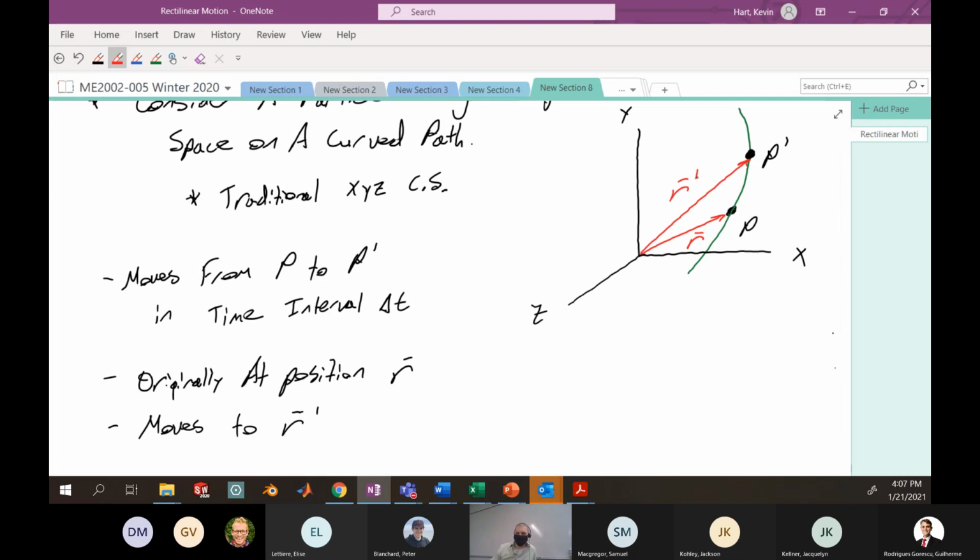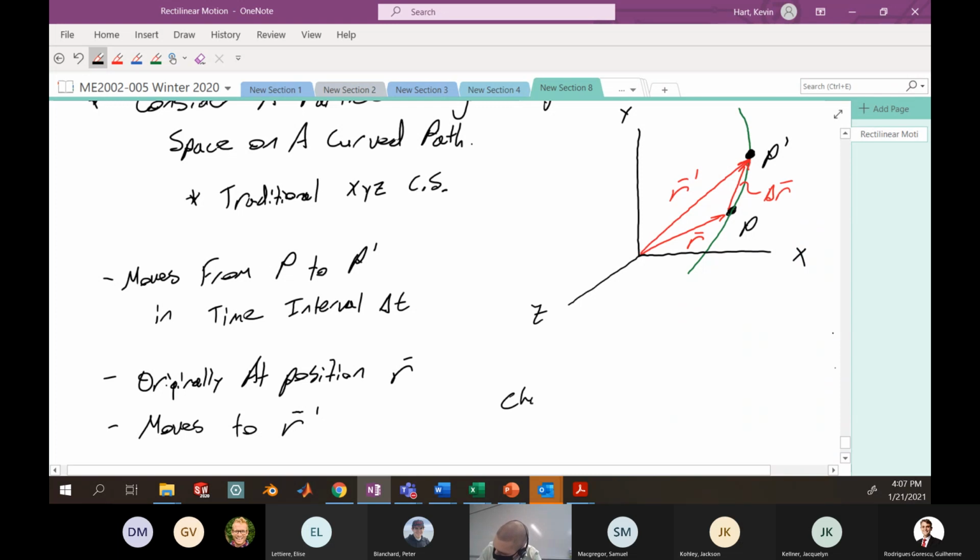All right, we know from previous discussions that the velocity of this particle after it moves from P to P prime is the change in that particle's position normalized by the amount of time that it took us to get there. So in this situation, we can come up with a new vector that points to P prime from P. Let's call that just delta r. This is our change in position, delta r.